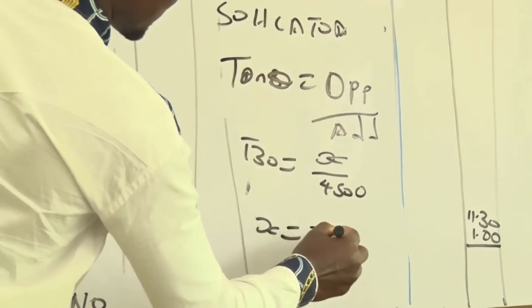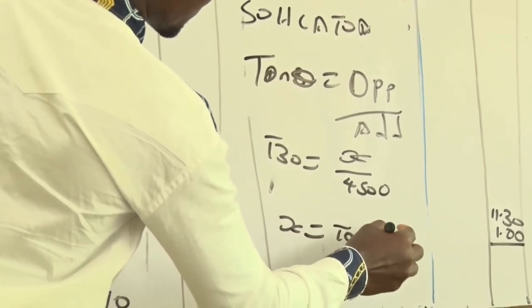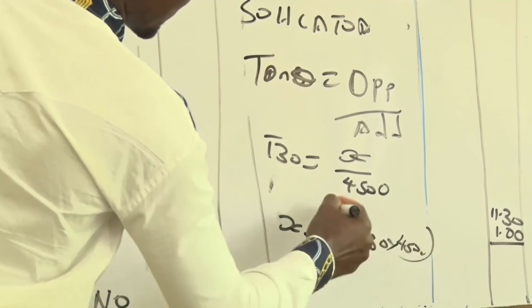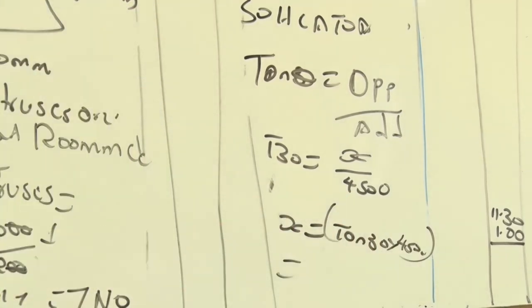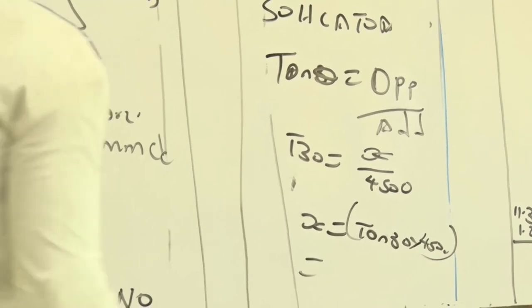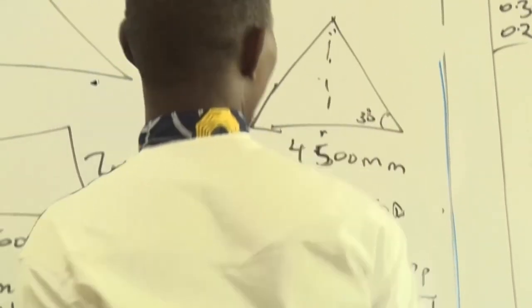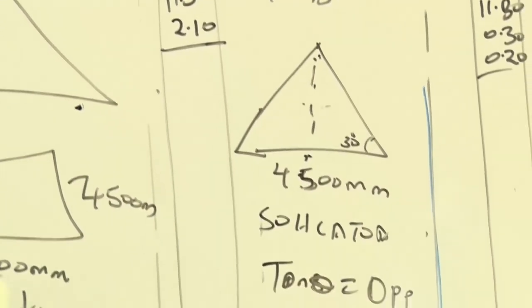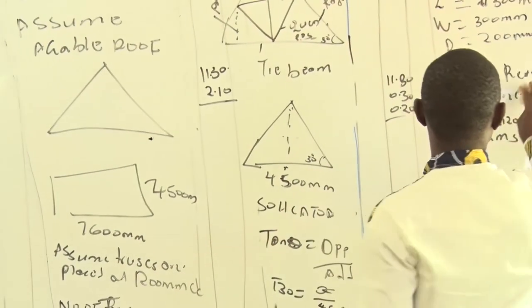So if you need x, you'll have to get tan 30 times 4500. You multiply to get x. So this will be our king post.